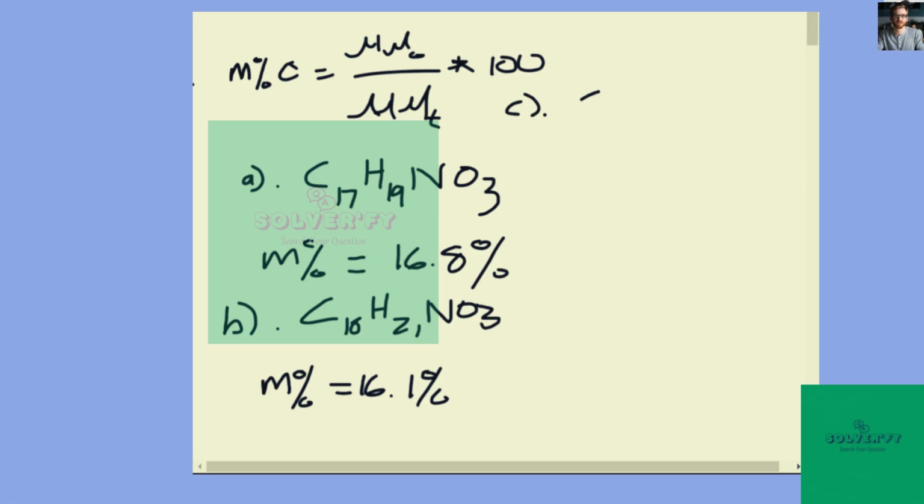In part C, we have C17H21NO4, so the contribution due to oxygen would be 64. So 64 divided by 303. We can find that the contribution due to the mass percentage of oxygen is equivalent to 21.1%.